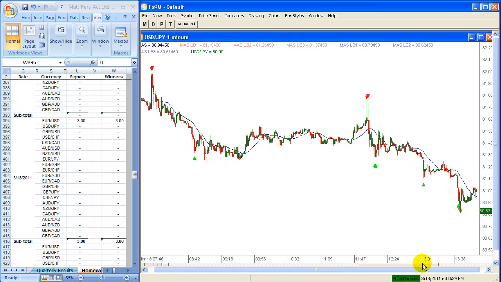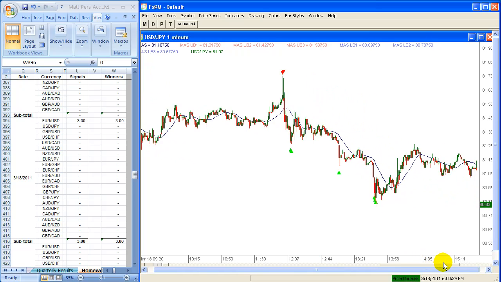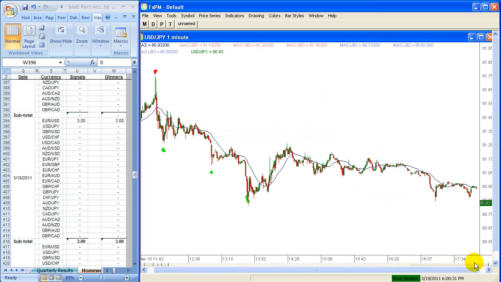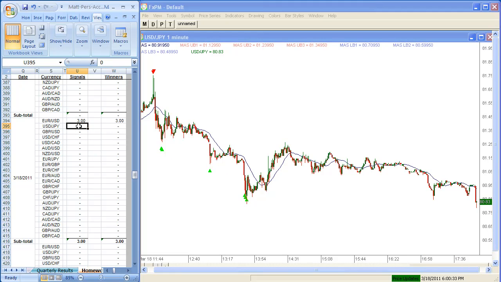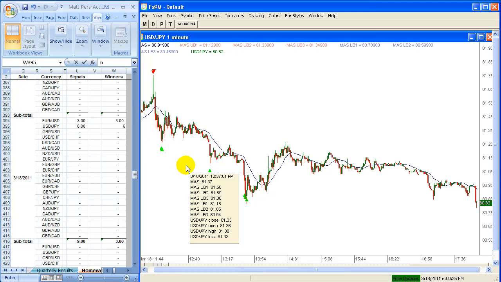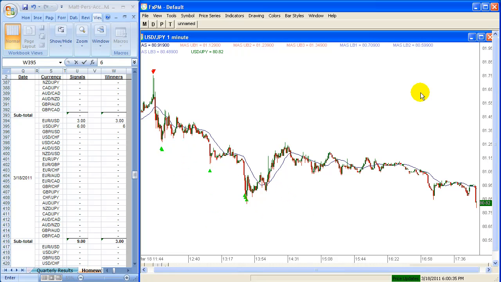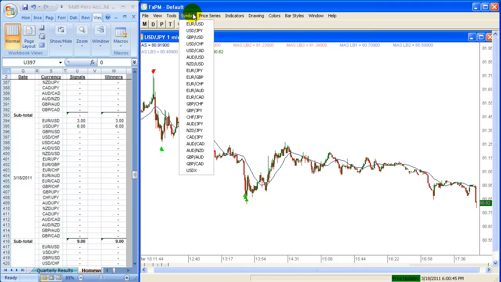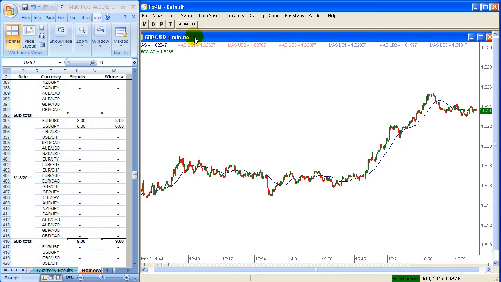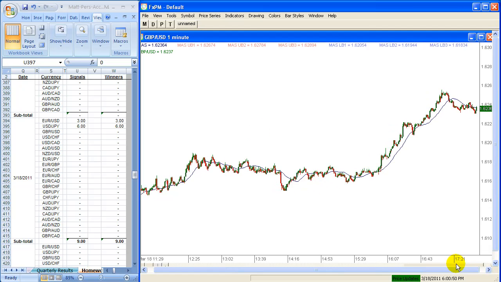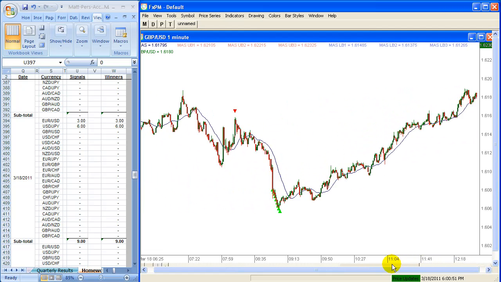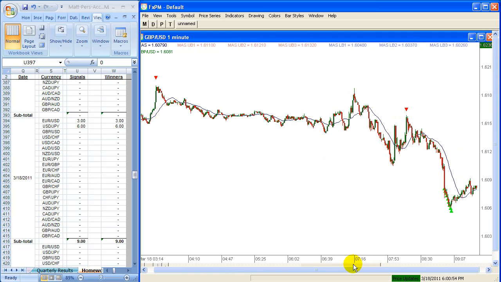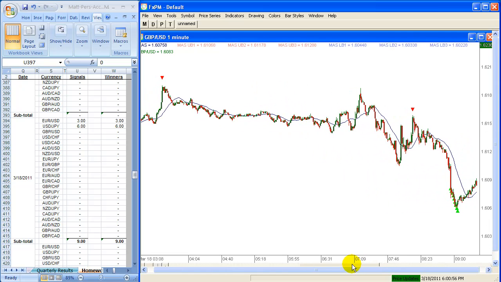So would have made my 10 on that one. 1, 2, 3, 4, 5, 6. So it looks like 6 signals on the dollar yen, and 6 of those worked out. So I want to go ahead and record that, and then I will move on to my next chart. And basically, this is what I mean by going back and doing your homework, is finding out what works and what doesn't work.